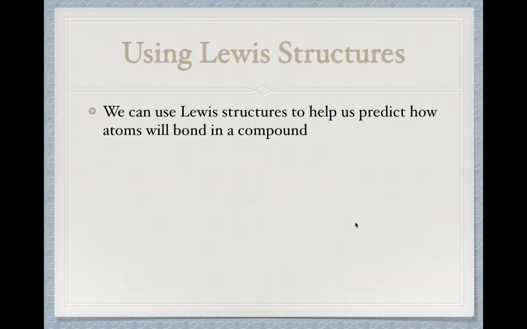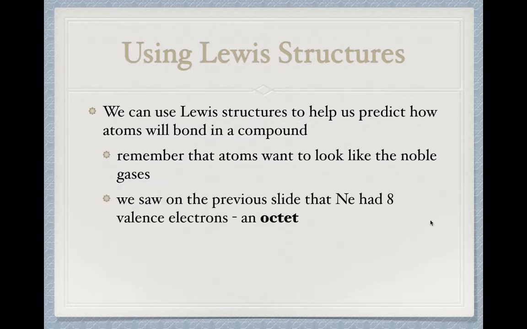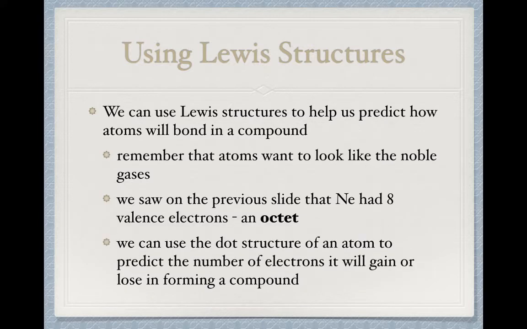Now, we can use those dot structures to help us predict how atoms will bond in a compound, or at least how many bonds it will form. Remember that atoms want to look like the noble gases, and we saw in that previous example that neon has 8 valence electrons, as do all of the noble gases. We call that an octet, and that's a term we'll use quite a bit: atoms try to get an octet in their outermost shell. So we can use the dot structure of the atom to predict the number of electrons it will gain or lose in forming a compound.